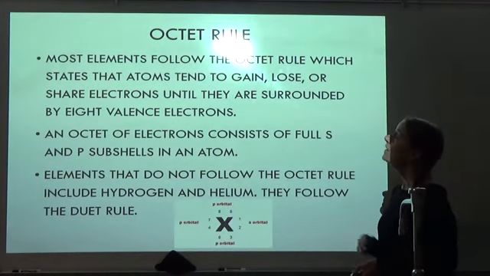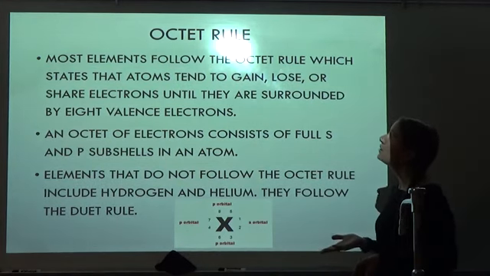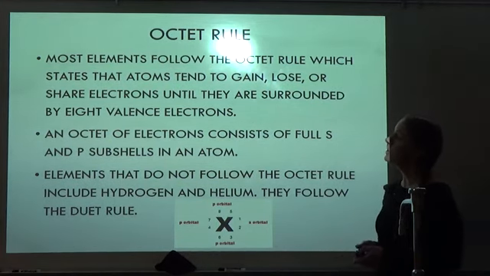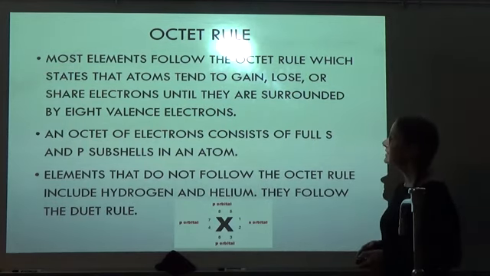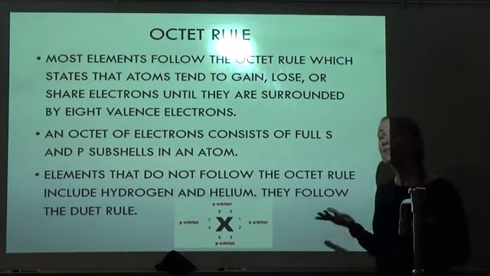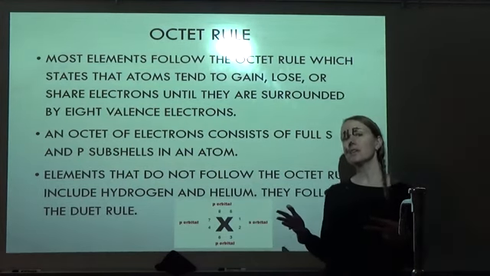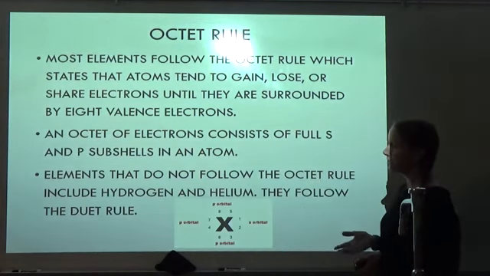So, octet rule. Most elements follow the octet rule, which states that atoms tend to gain, lose, or share electrons until they are surrounded by 8 valence electrons. An octet of electrons consists of full s and p subshells in an atom. So for something to have 8 valence electrons, it would have s2, p6. That's where it gets the 8 from.